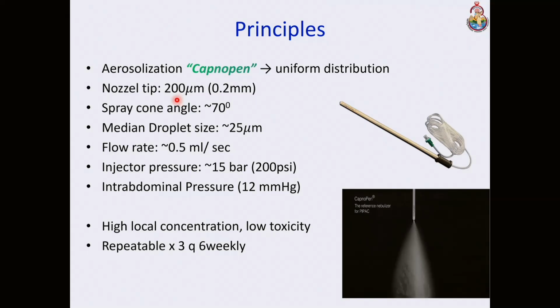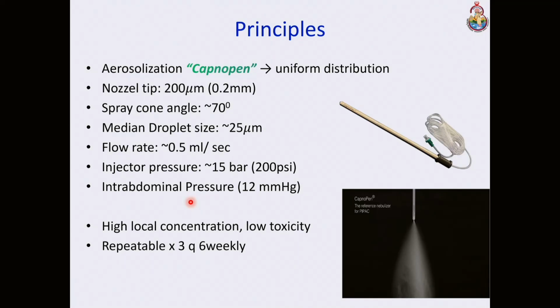The nozzle tip is very fine. It's only 0.2 millimeters, and the spray cone angle is about 70 degrees. The mean droplet size, as you can see, is approximately 25 micrometers. It's extremely small, I beg your pardon. The flow rate can be 0.5 to 0.8 ml per second, which corresponds to about 30 ml per minute. The injector pressure is very high. It's the same injector that we use for CT scans, the angio injector. And the pressure may rise from 15 to 20 bars as per the requirement and the size of the patient. However, the intra-abdominal capnoperitoneum is standard, about 12 to 15, again depending upon the size of the patient.